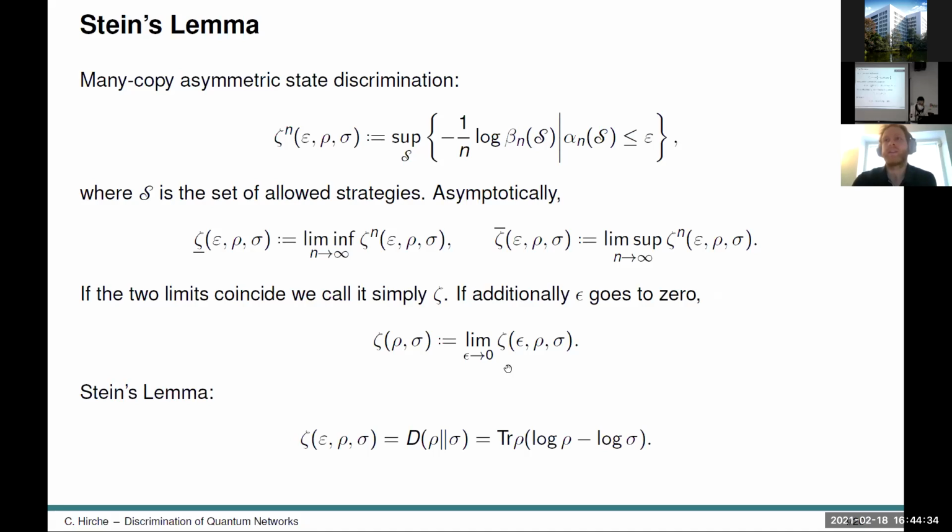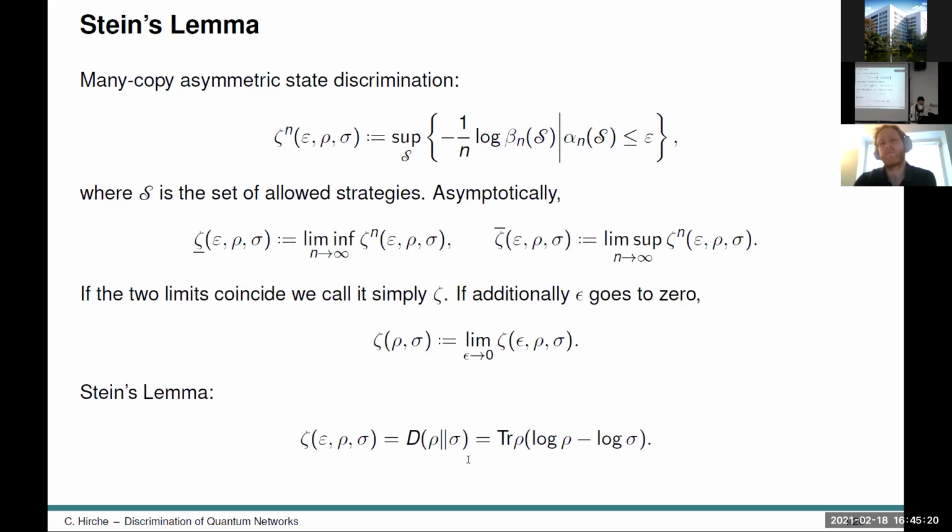Now, the main result in asymmetric state discrimination is Stein's lemma, or the quantum Stein's lemma, which tells us that this error exponent is always equal to the relative entropy, which you can see on the very last line of the slide. And this is indeed the kind of result that we are looking for also in the other settings. It's a simple description of the error exponent. And we know that it's achievable and it's optimal. So this is the ultimate limit at which you can discriminate two quantum states asymptotically.